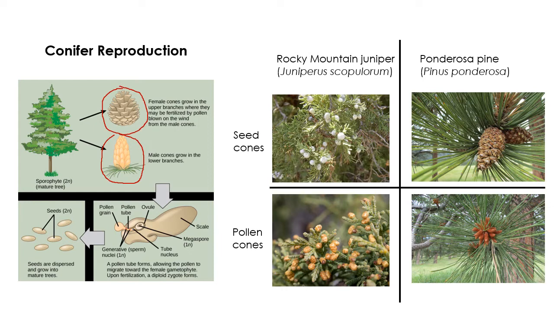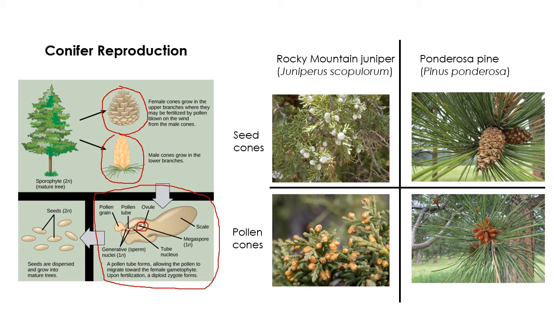fertilize the ovule. Down here in the bottom, we can see what happens at fertilization. So the pollen is the vessel in which sperm are carried, and the sperm can migrate down here to the ovule, and that will cause the fertilization and the development of a seed. Seeds develop in the cones, and then the seeds are dispersed, and we can germinate a new generation of trees.